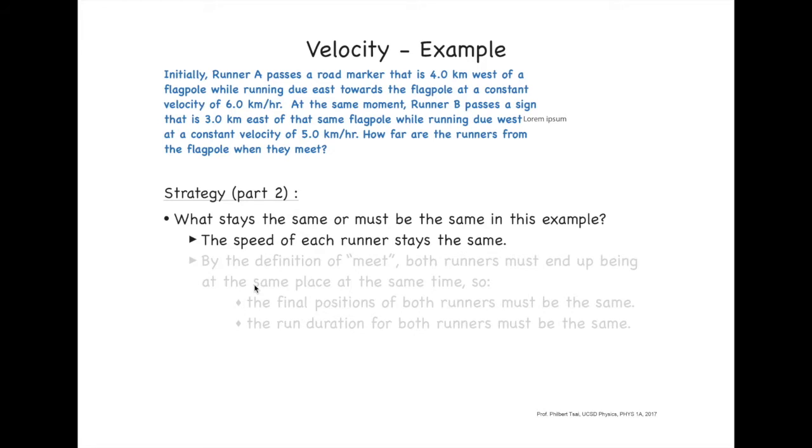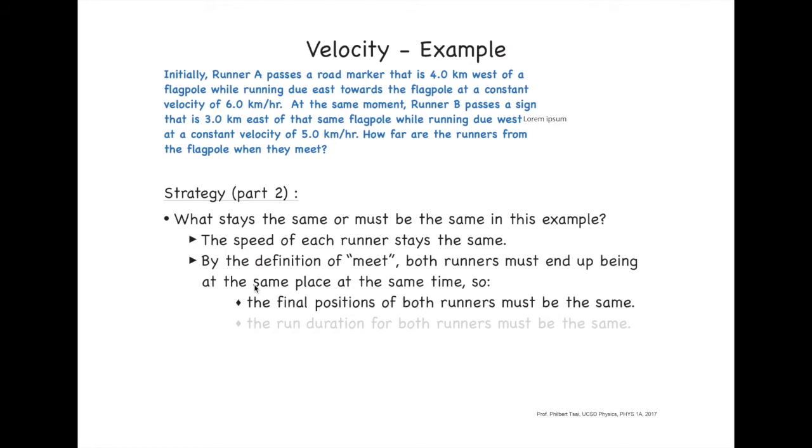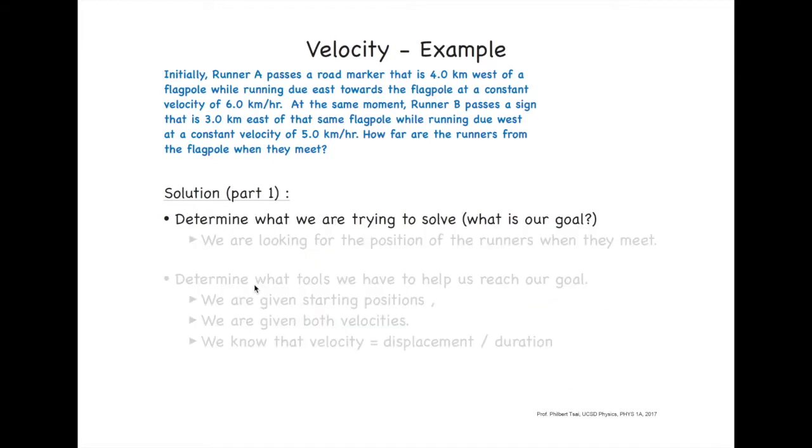We know the speed of each runner stays the same because it's stated that they're running at constant velocity. By the definition of them meeting, they have to end up at the same place, and they have to end up at that same place at the same time. So the final positions of both runners must be the same, and the duration, the time spent running, must be the same between the initial condition and the final condition.